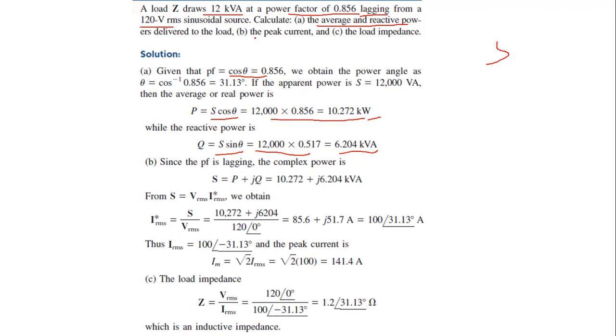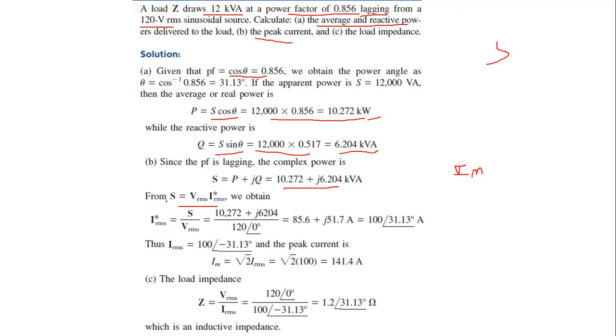Next, what we have to find out? We have to find out the value of peak current. So we know that S is equal to P plus jQ. We have found out P and Q. From that we can find out the value of S. So from S we can find out the value of I, right? That is what we have to find out, the value of peak current. We have to actually find out the IM value. So if we can find out IRMS, we can calculate IM, right? That is the concept here.